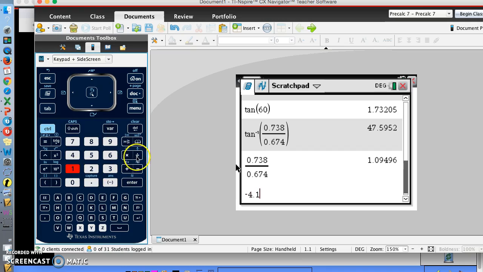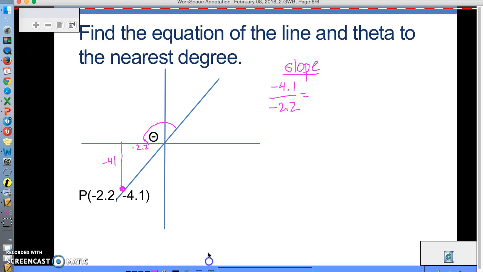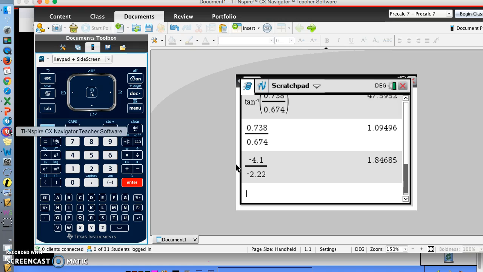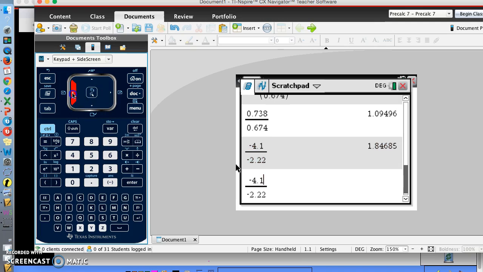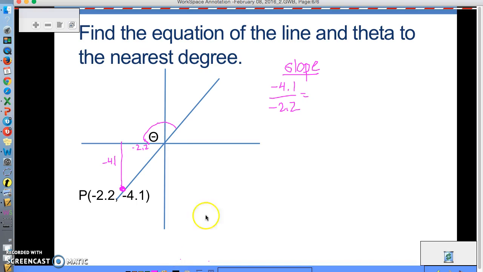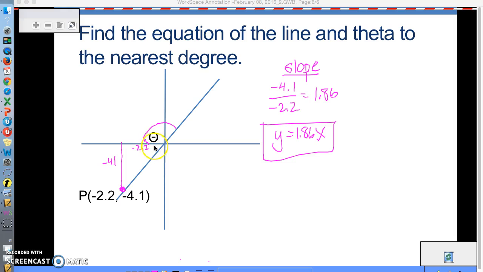1.85. Feel I added an extra 2. Let's see if that makes a difference. 1.86, okay, and it's positive, so our equation would be 1.86x. So we can't find this angle, but we can find this angle right here by doing that inverse tangent again.